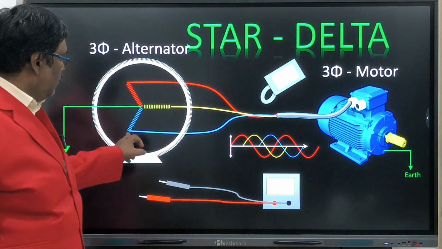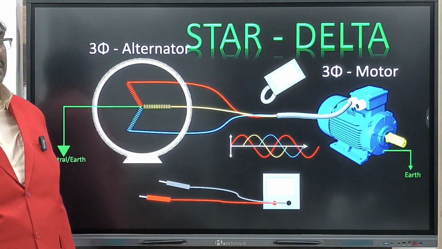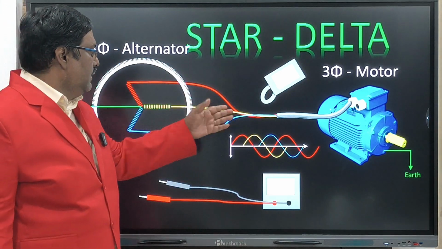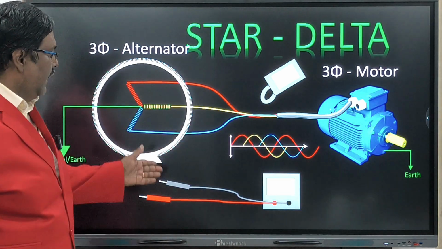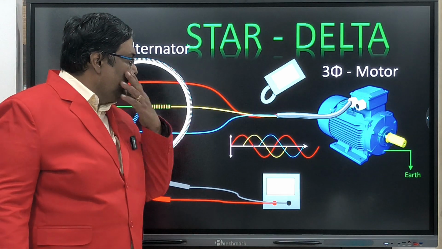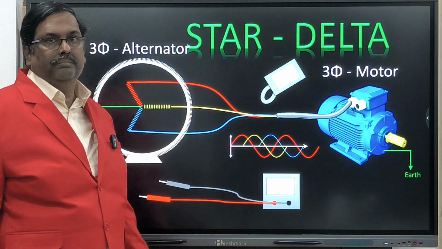Okay, four-wire system means one more wire will come. I didn't show it here because I connected the three-phase motor, that is why I took only the three phases. This neutral wire also they will supply to your home. And I made a three-phase sine waveform also, and I took one voltmeter, one ammeter, and a clamp meter.